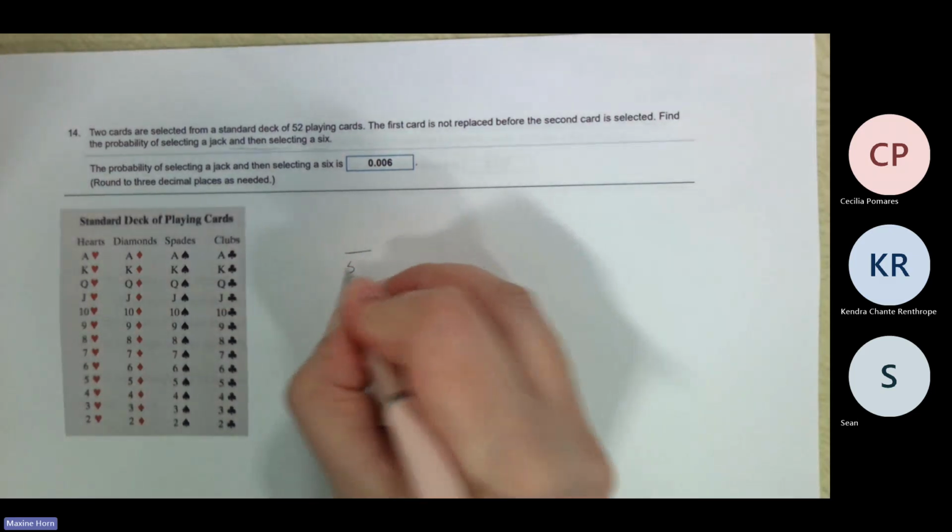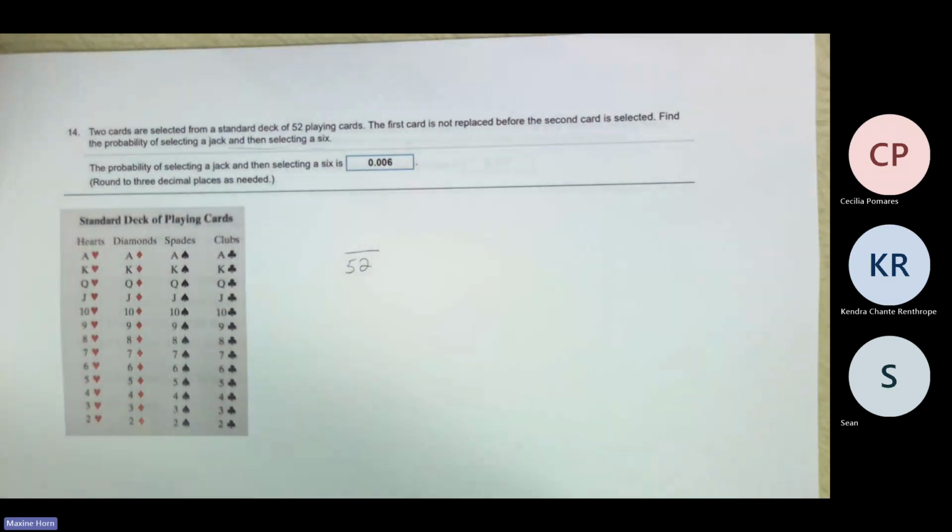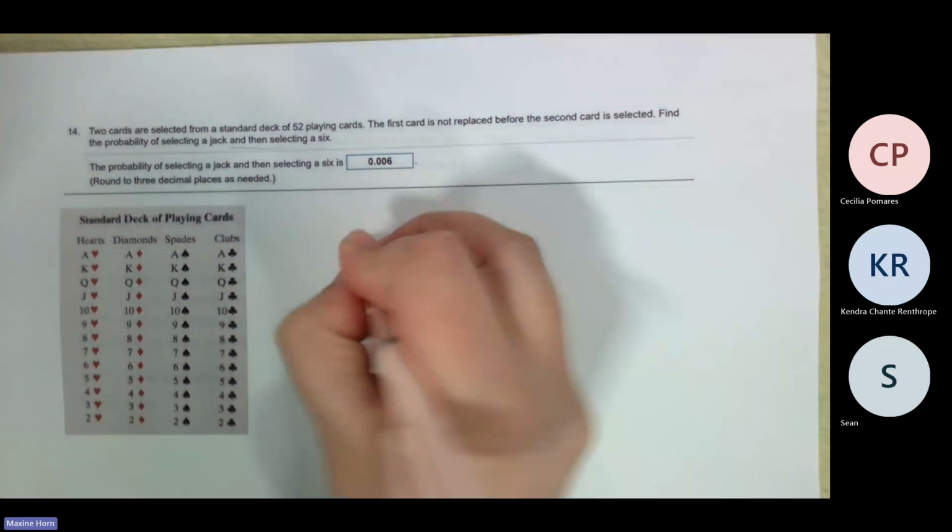So let's start with the probability of selecting a jack. There are 52 cards in a deck. That's how many we have to pull from. We're going to start with how many of them are jacks. So we have 1 of each in these columns. So that's 4 out of 52.